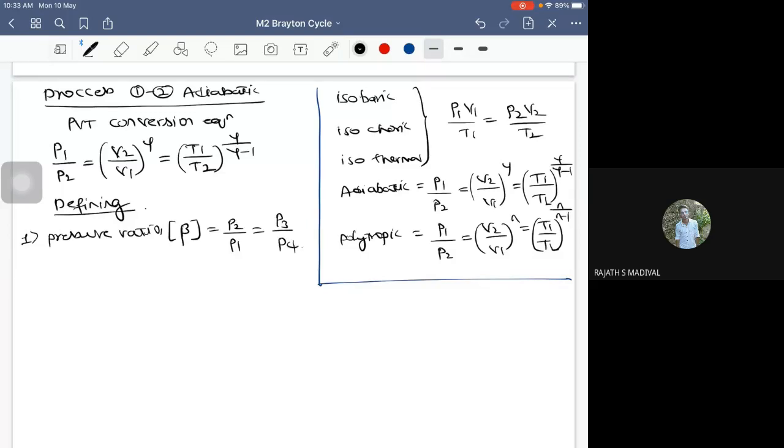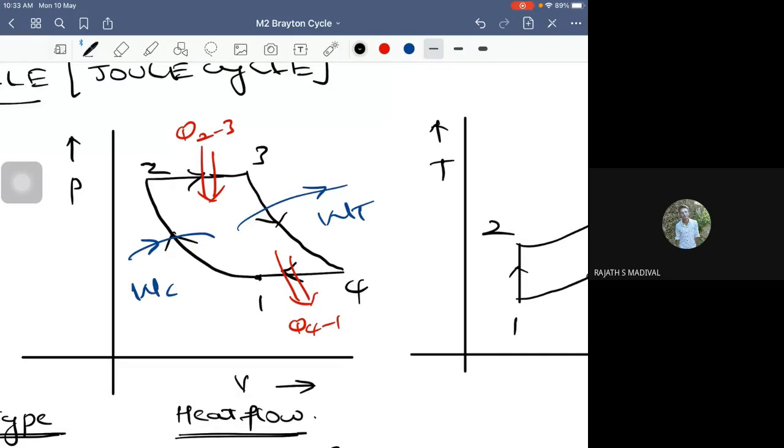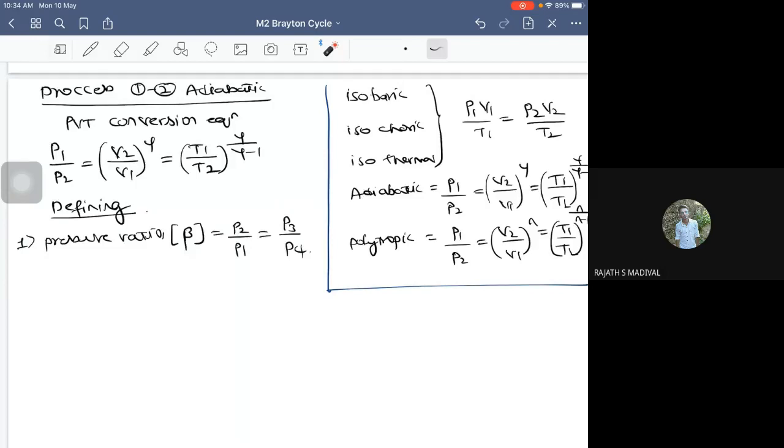P2 by P1 or P3 by P4, because P2 is equal to P3. Just refer to the diagram here. Either it is P2 by P1 or P3 by P4, because P2 would be equal to P3 and P1 would be equal to P4. Either of the things you can take, 2 by 1 or 3 by 4. Both mean the same value. This is the pressure ratio I have defined.